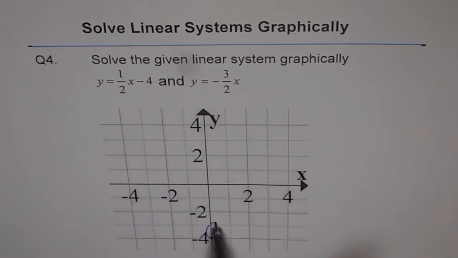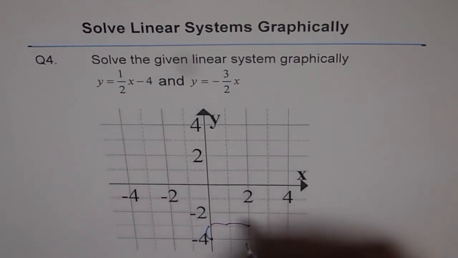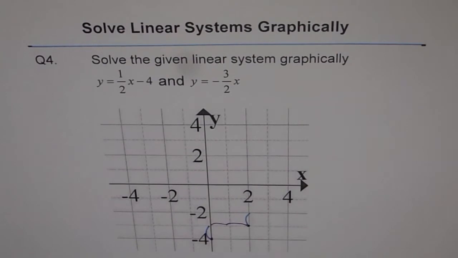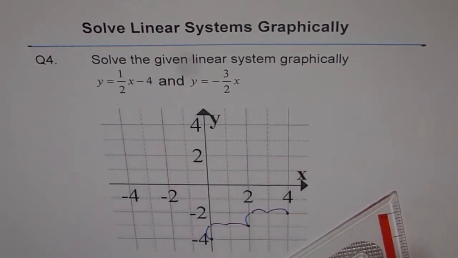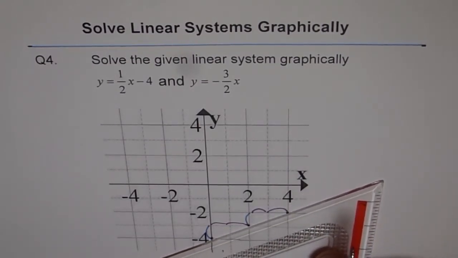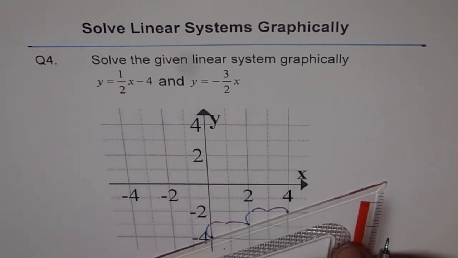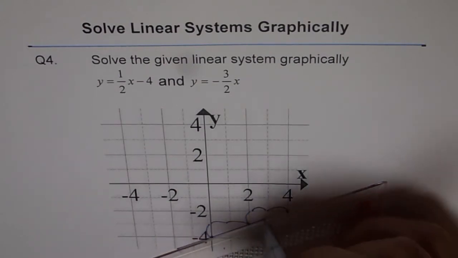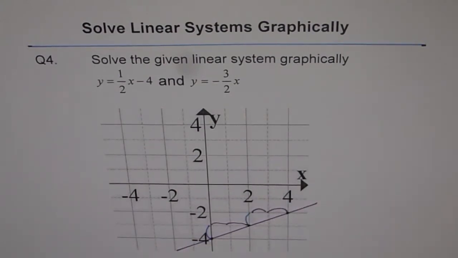So that means 1 and 2, and we get a point here. Let me mark this point. That's perfect. Let's get another point, which is rise of 1 and run of 2. 1 and 2, and we get another point here. Let's mark this one also. And let's join these points to get a straight line which represents the first equation, which has y equals half of x minus 4. So that's my line, y equals half of x minus 4.